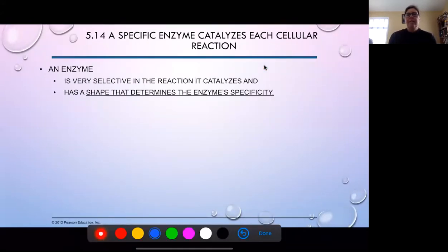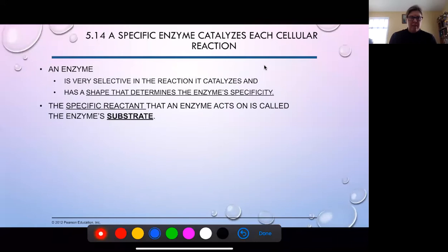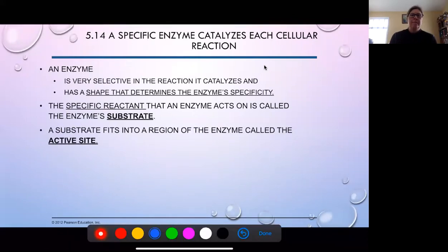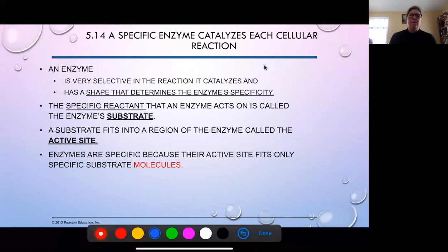An enzyme is very selective in the reaction it catalyzes, or speeds up. It has a specific shape that determines its specificity. The specific reactant that the enzyme acts upon is called the substrate. The substrate fits into the region of the enzyme called the active site. Enzymes are specific because their active sites fit only one specific substrate.